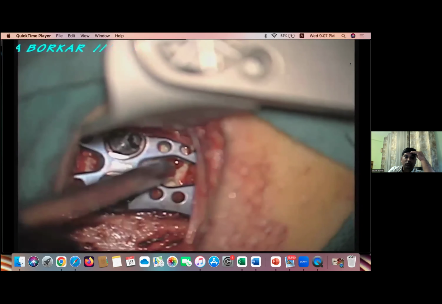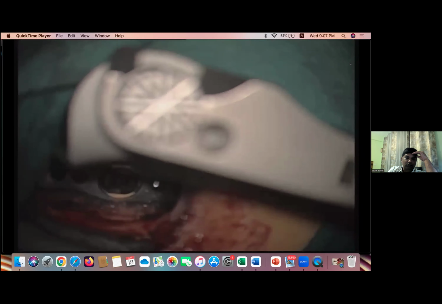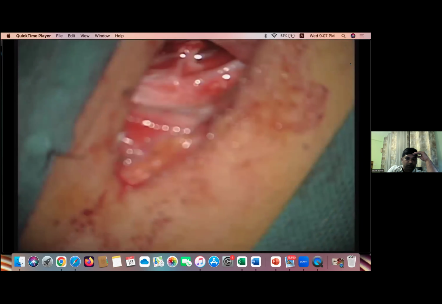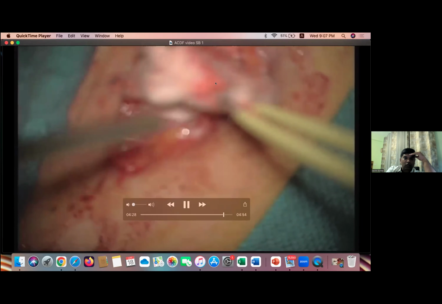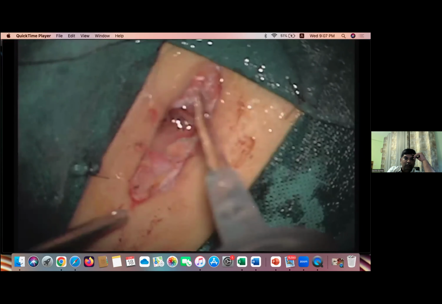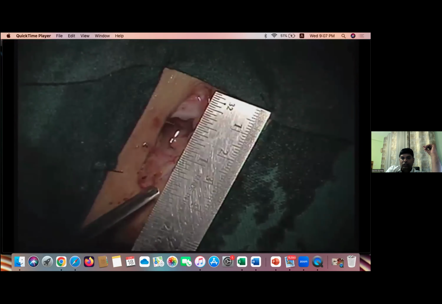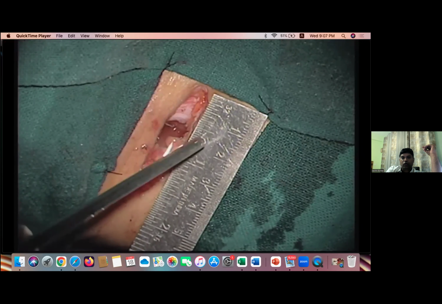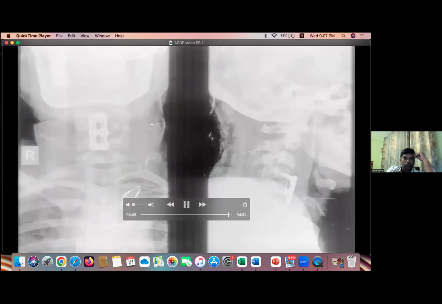Using a plate is an optional thing, but since it was a bit of a kyphotic spine, we thought to supplement it with a plate to recreate the lordosis. And then you can close the platysma muscle and put a subcuticular suture. At times, the scar is quite invisible. This is a small 4-centimeter skin crease incision, and it's not cosmetically very good.